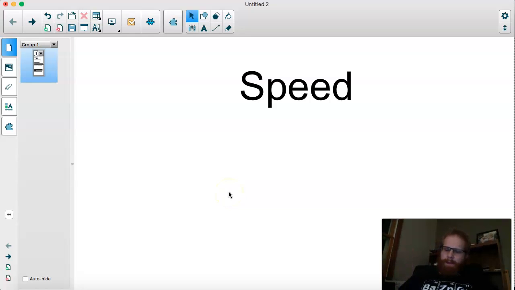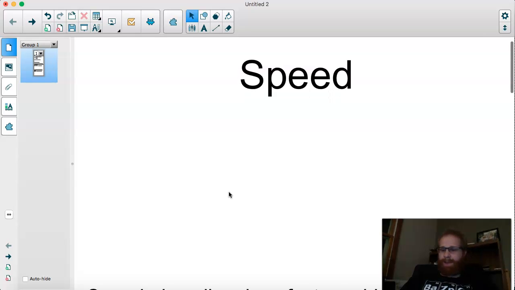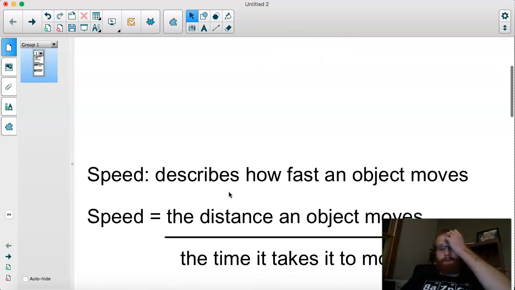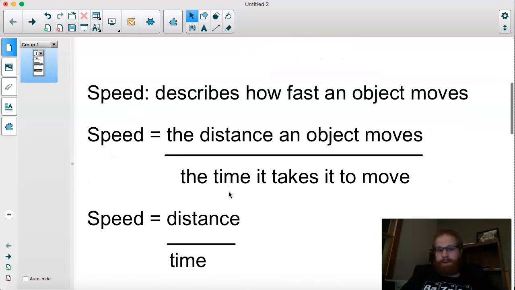Hey folks, today we're going to be learning a little bit about speed, and I thought I would start this off by just asking you guys, how would you define speed? I'm going to guess that most of you ended up saying speed is how fast something moves or how fast something travels, and you'd be exactly right.